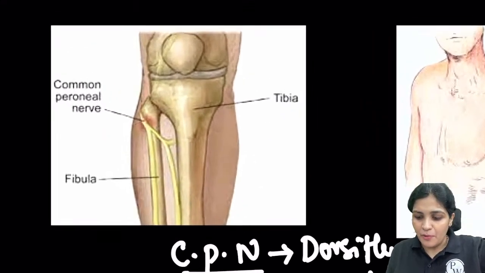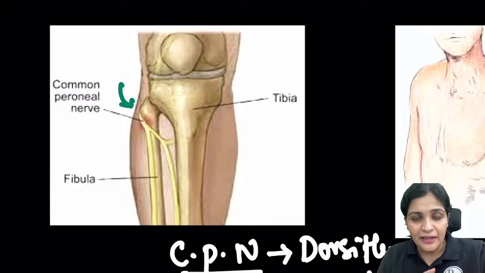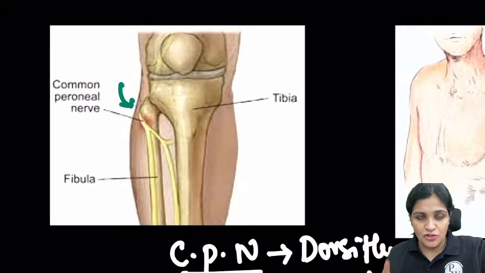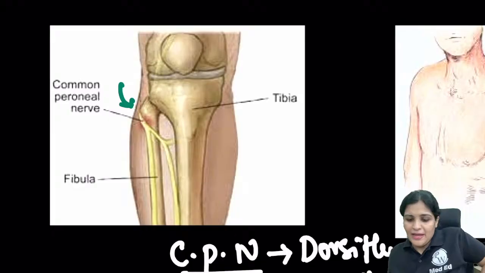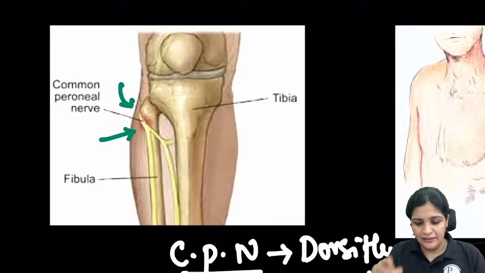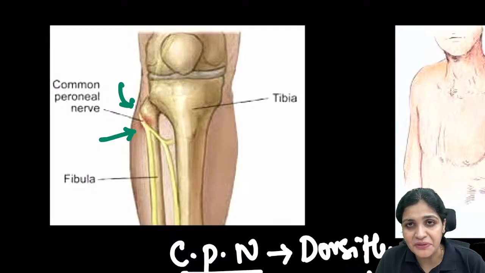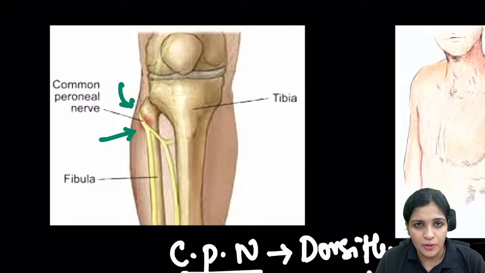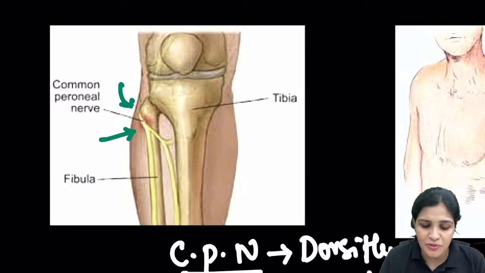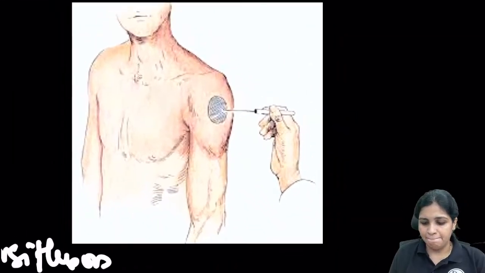Clear? And what is the importance of the CPN? The CPN turns over the neck of the fibula. So whenever there is a fracture of the neck of the fibula, you have to check for the foot drop. This was asked again in the exam. They just pointed out the nerve and asked what damage to this nerve leads to, which is foot drop. So this was asked in the exam.